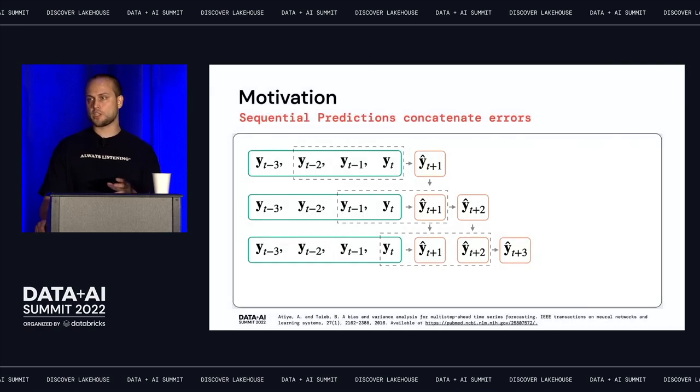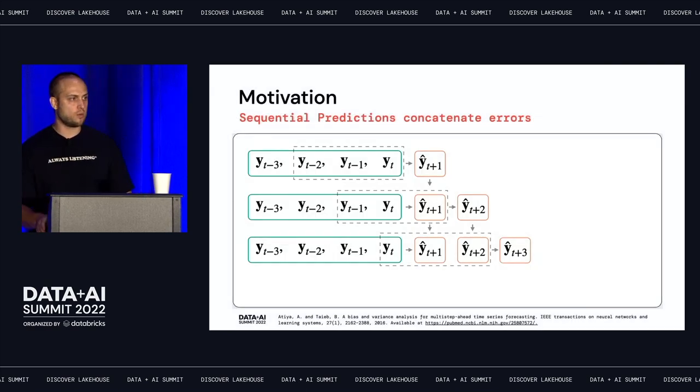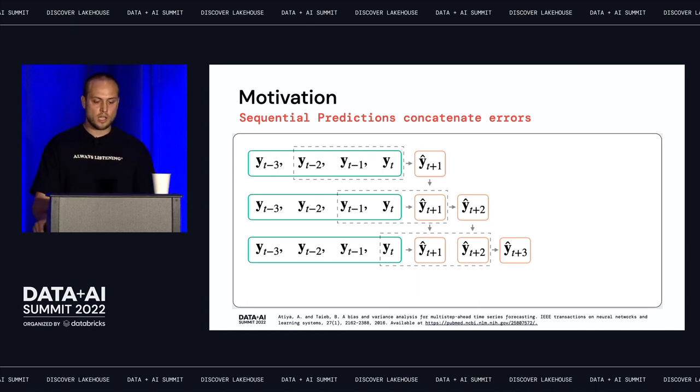So to further explain what's happening here, the choice that one had to make before N-HiTS: if you use classical autoregressive models, what you are trying to do is forecast the horizon based on your prediction. So you are forecasting the second time step using the first one, and the third using the second and the first one. And that sequential sort of prediction concatenates the errors and renders very unfortunate results for long horizons.